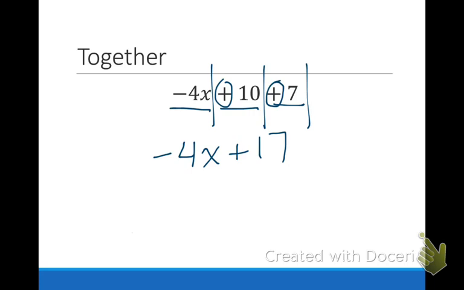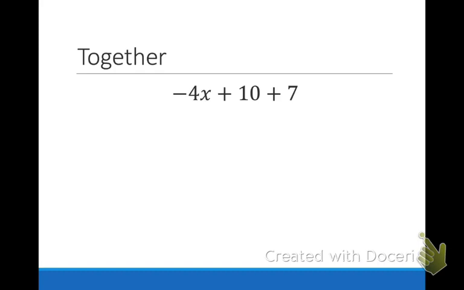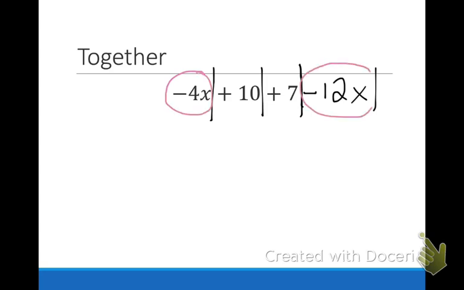Okay, now I know that this one is not going to be on your paper, but I would like you to write it down somewhere. So if I add in something like minus 12x, I have 4 terms now, and I separate them this way. Here, here, here, here. So, my like terms now are negative 4x and minus 12x, and 10 and 7.